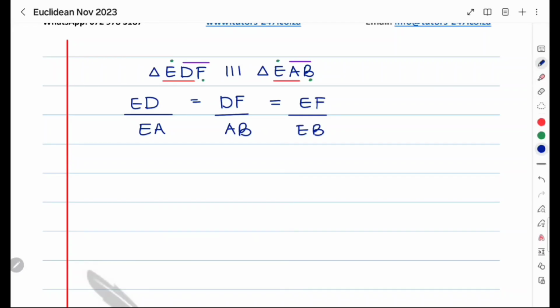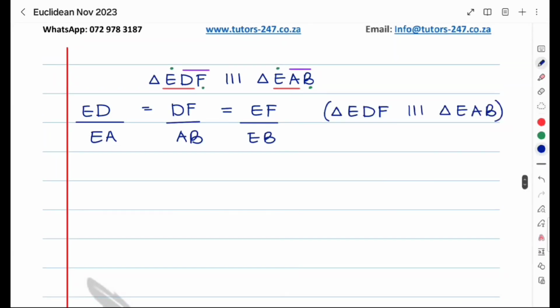Please take note that the reason we are able to create this three-prong equation is because triangle EDF is similar to triangle EAB. So that is going to be our reason. From here, we need to identify which two out of the three we are going to use. We are definitely going to use the second one, as we are looking for DF, and we have AB. It is known. It is 14.